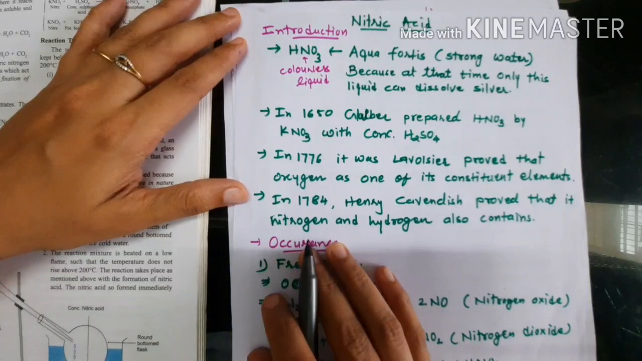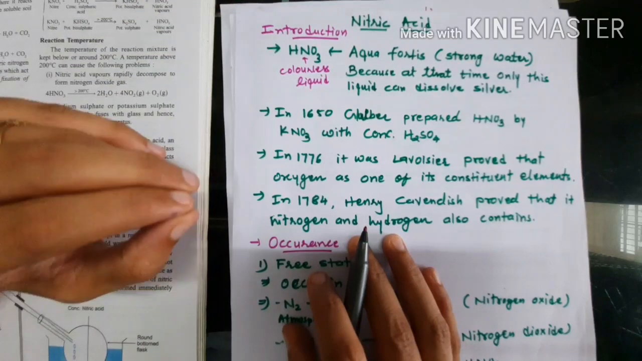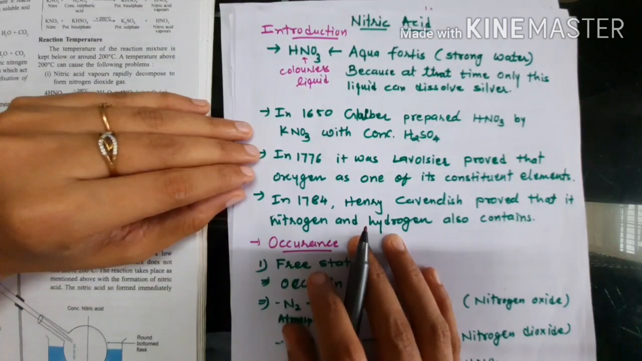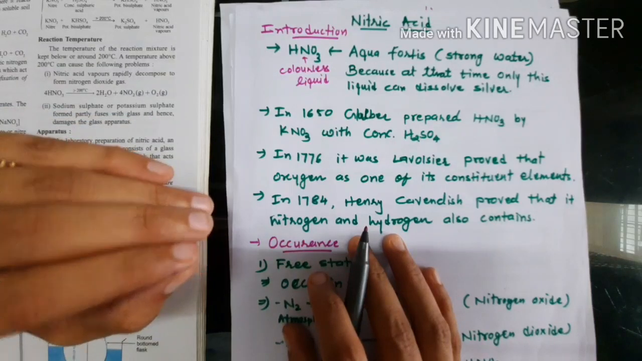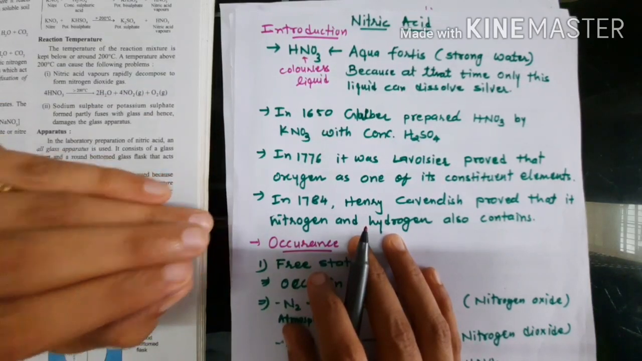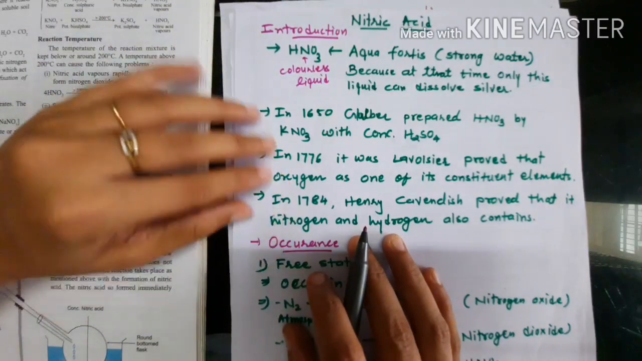Let's start our new chapter, that is nitric acid. In this chapter we will learn about the preparation of nitric acid, then the properties of nitric acid, both physical properties and chemical properties, and the uses of nitric acid. And this chapter is very important.